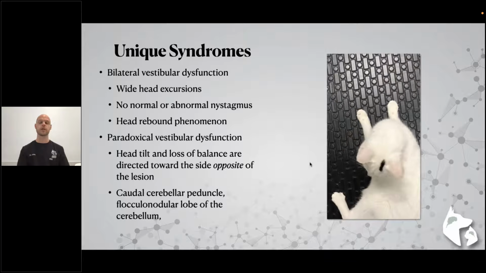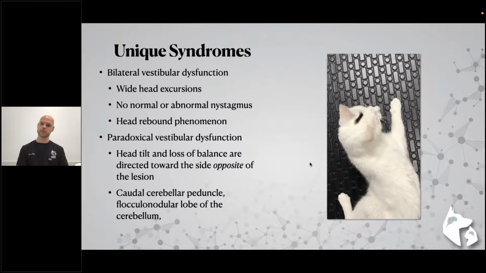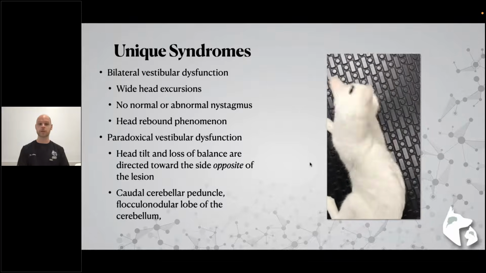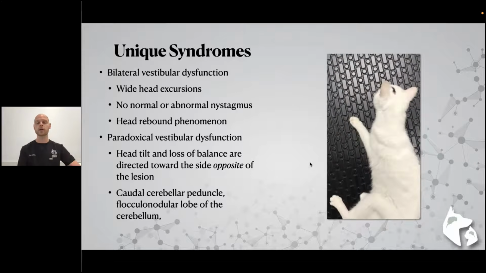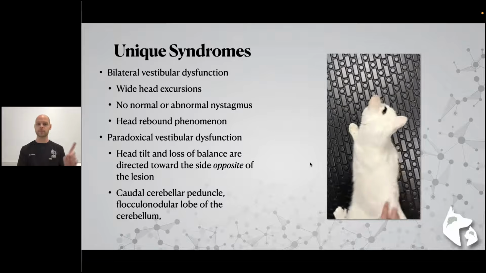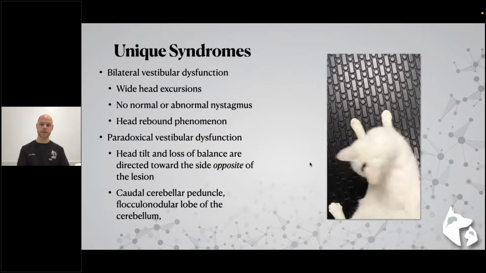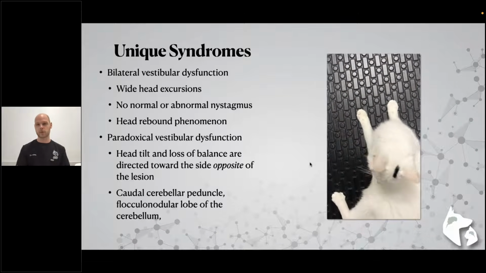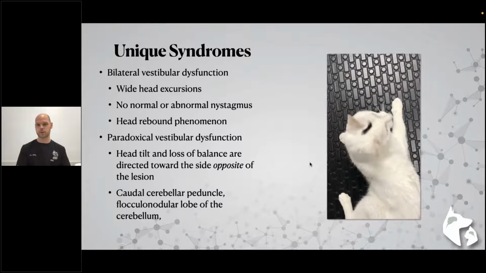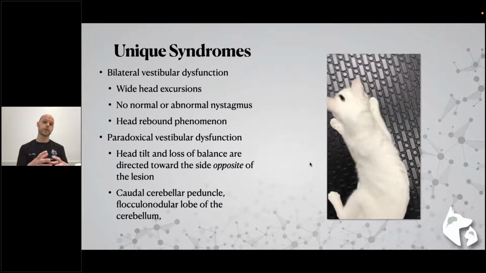So it is a central lesion, but this is where you can sound real great to the owner, because you know exactly where the problem lies. It has to be in the caudal cerebellar peduncle, the floccular nodular lobe of the cerebellum, and some people say certain vestibular nuclei, but those are where it's going to be.